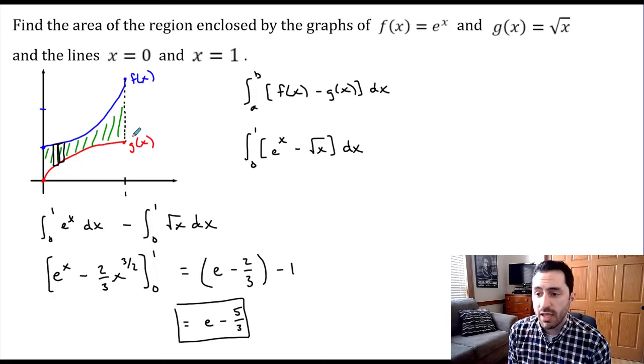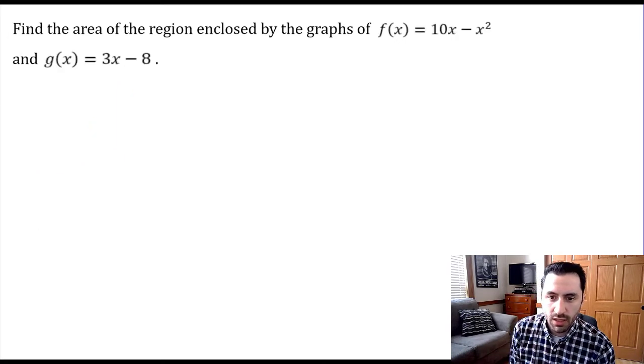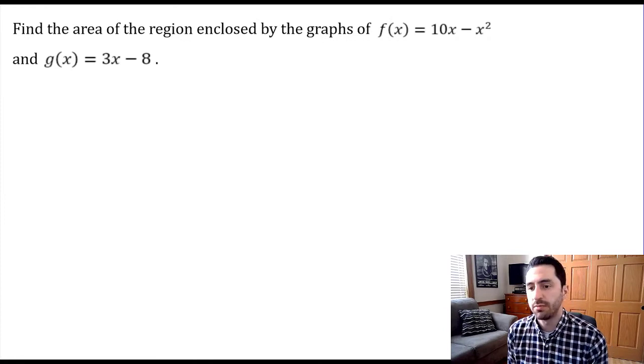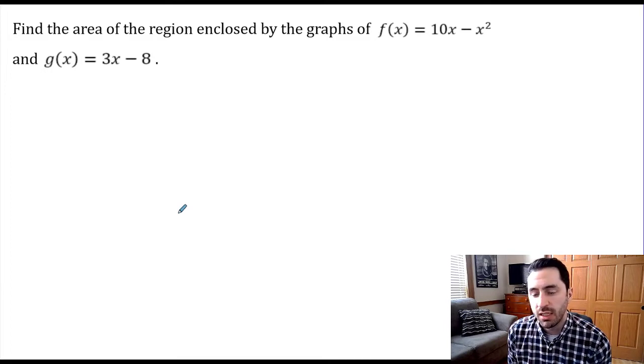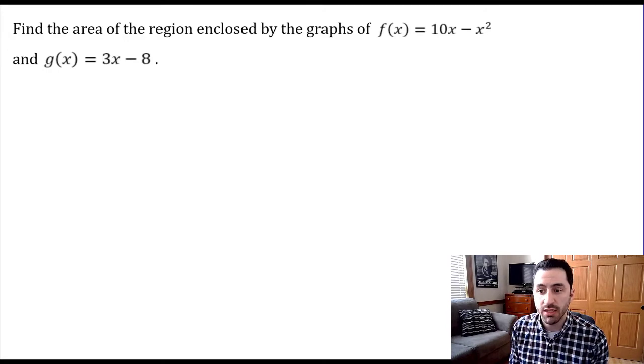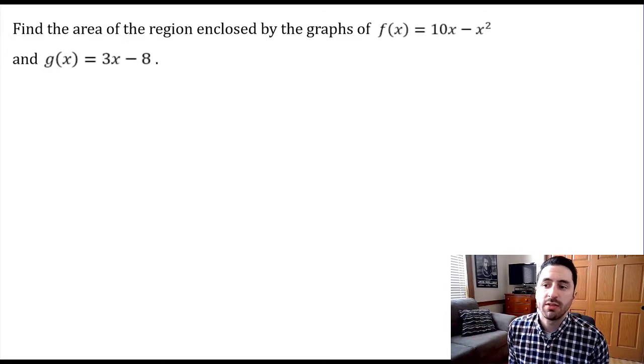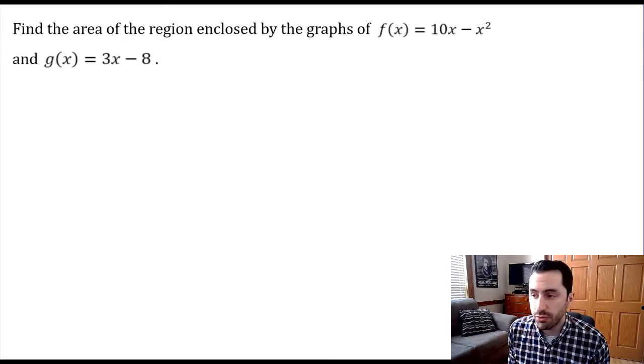All right, now let's take a look at a second example. And this one is slightly different. So this one says find the area of the region enclosed by the graphs of f of x is equal to 10x minus x squared, and g of x is equal to 3x minus 8. So the one thing that's different about this problem is it's not giving us any left and right bounds. So it's not giving us any vertical lines that are also enclosing this region.